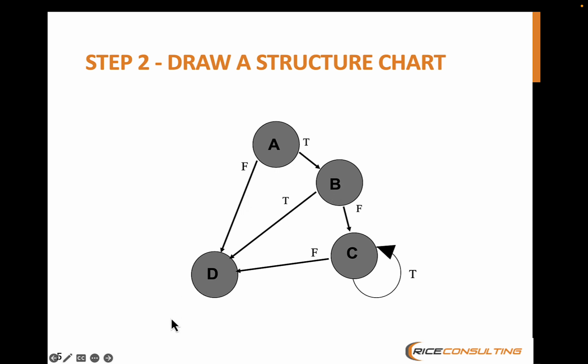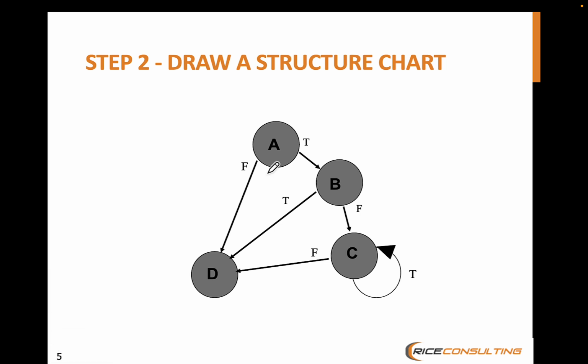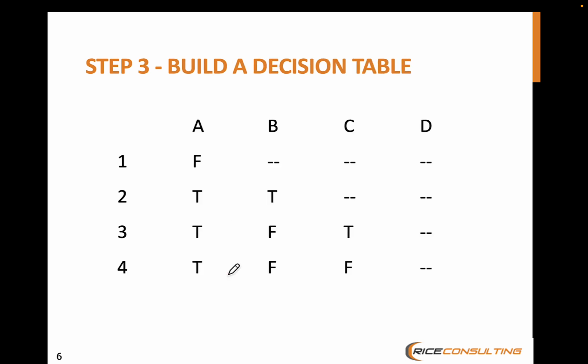Now, if we look at it graphically here, I'm just going to draw for a minute. So we have that way of getting to D. We have this way of getting to D. We have this way of getting to D. And we also have the loop through C to get to D. So if we were to cover all of those paths that I've just shown, we would have achieved full path coverage of that construct. And so next thing we do is we build a decision table.